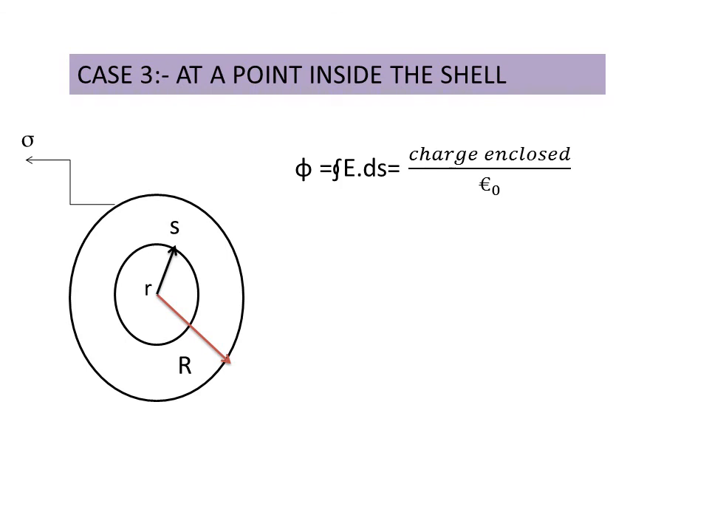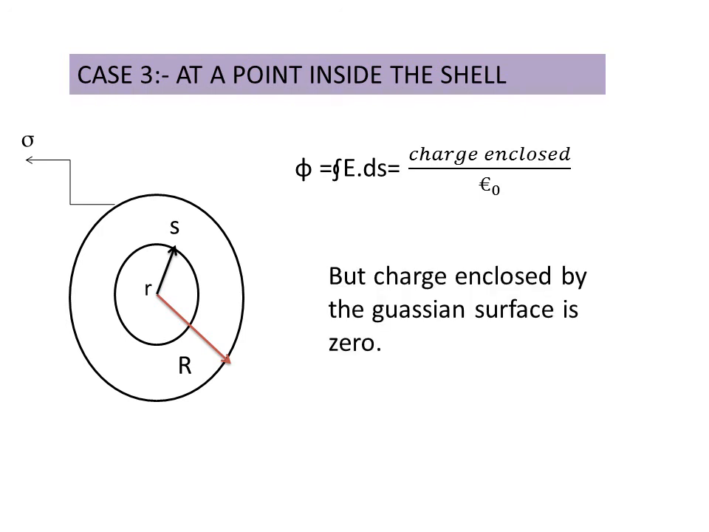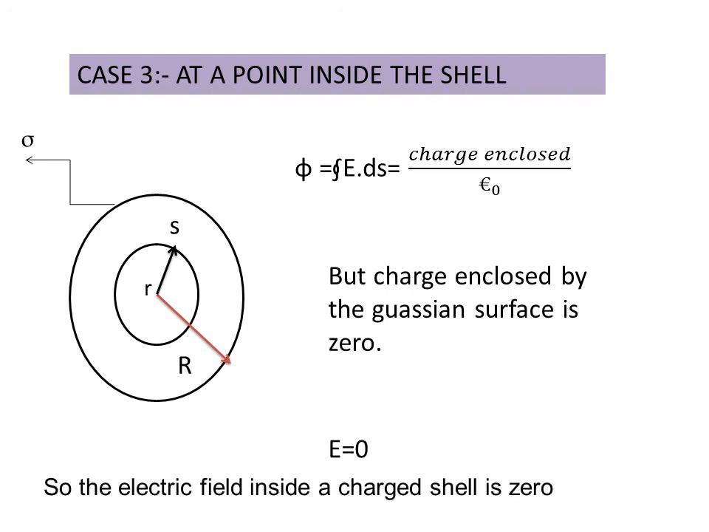Now the equation for phi is integral E dot ds, or phi is equal to charge enclosed by epsilon 0. Here the charge enclosed by the Gaussian surface is 0 because all the charge is present outside the Gaussian surface, which means E is equal to 0. So the electric field inside a charged spherical shell is 0. That is, even if the shell is charged, inside the shell the electric field is 0.